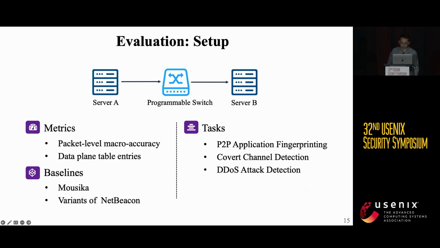We implement a prototype of NetBeacon on a Barefoot Tofino 1 programmable switch and connect the programmable switch to Linux servers. We use packet-level macro accuracy and data plane table entries as the metrics, and evaluate on three tasks: P2P application fingerprinting, covert channel detection, and DDoS attack detection. The baseline is Mosaic and the variants of NetBeacon.